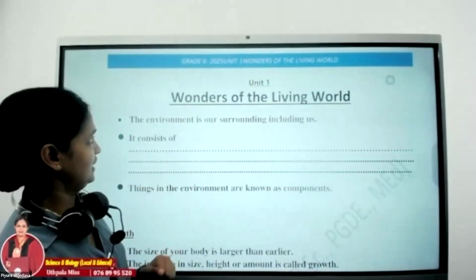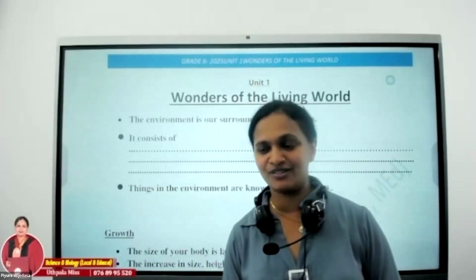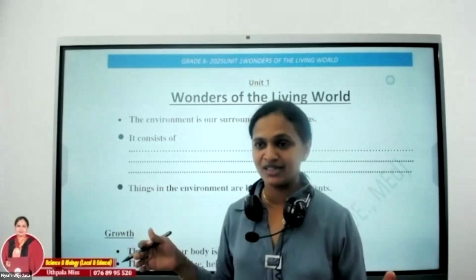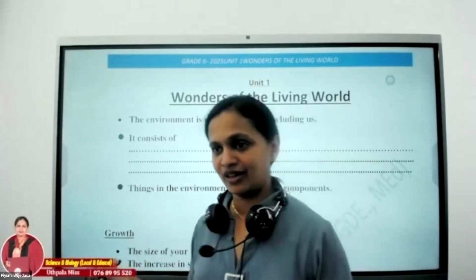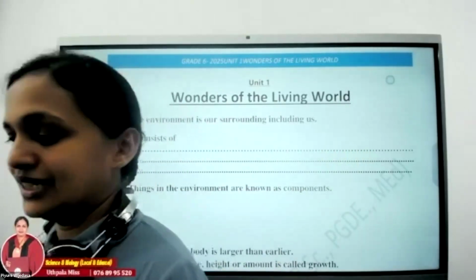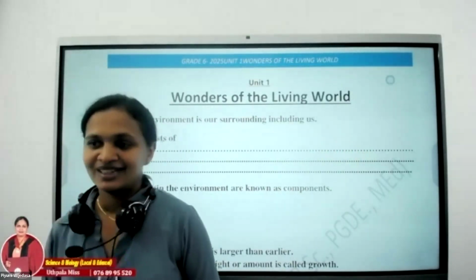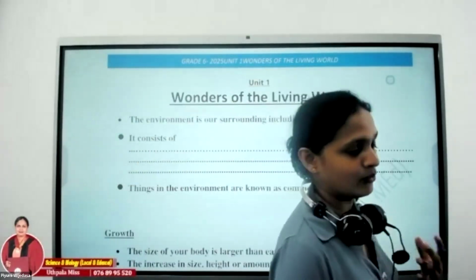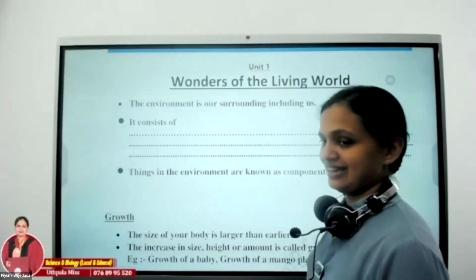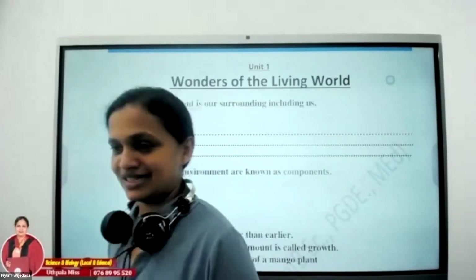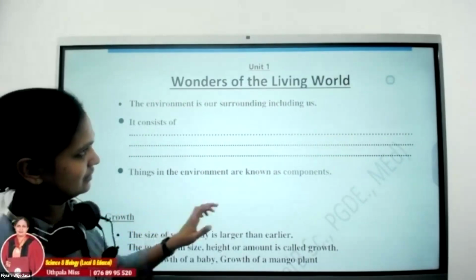The environment is our surrounding, including us. Remember, last time we mentioned what our environment is? Our surrounding, including us. Our surroundings, including us, is what we call the environment. The environment is our surrounding, including us. Okay, so what are the components in it? What are the things available there?